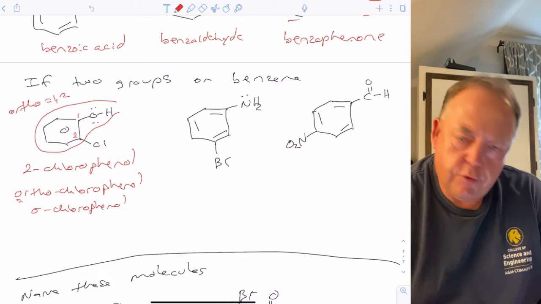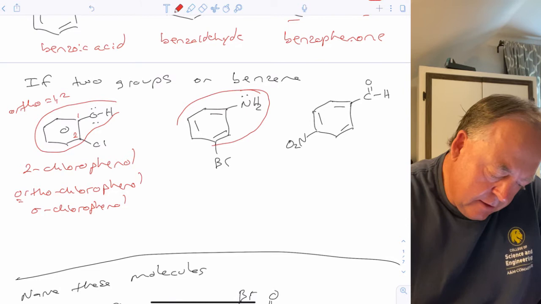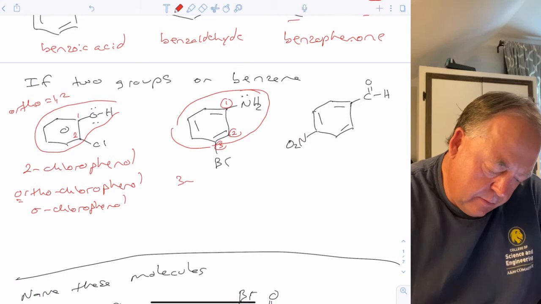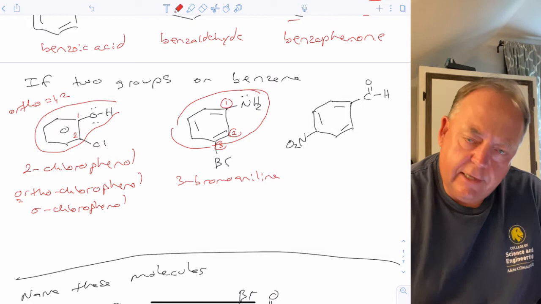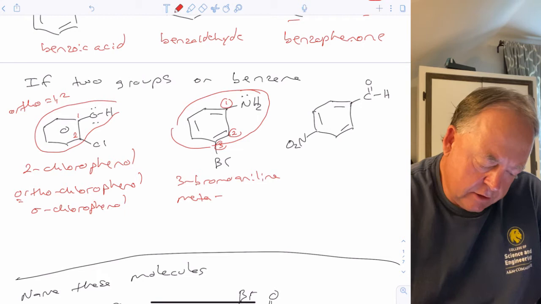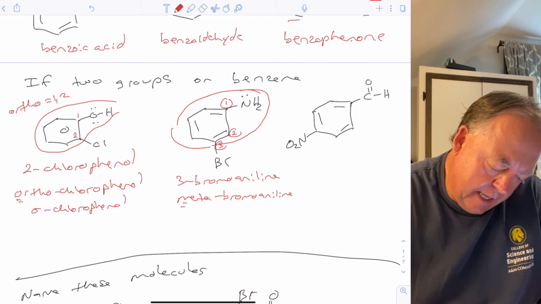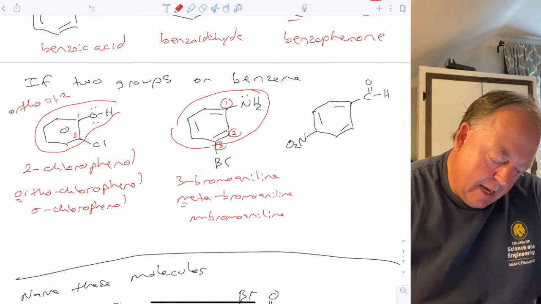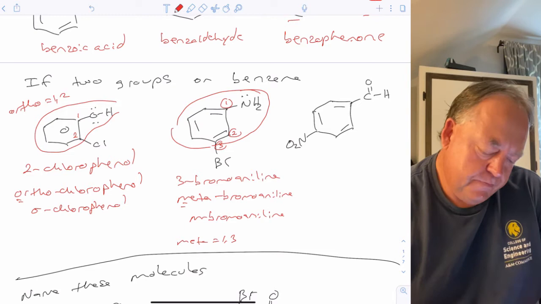Or in this case, that would be your parent, so that's aniline. That means that's carbon number one, and that's two, that's three. So this would be 3-bromoaniline, or if two things are 1-3 with respect to each other, then that's also called meta. So you could call this metabromoaniline, or simply m. So meta means the two things are 1-3 with respect to each other.